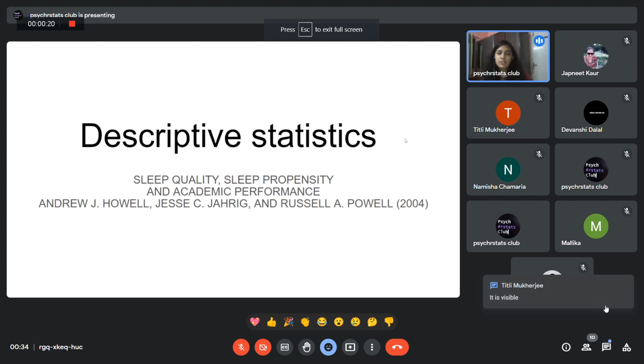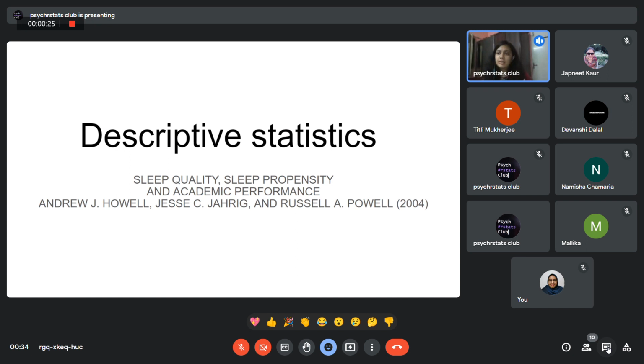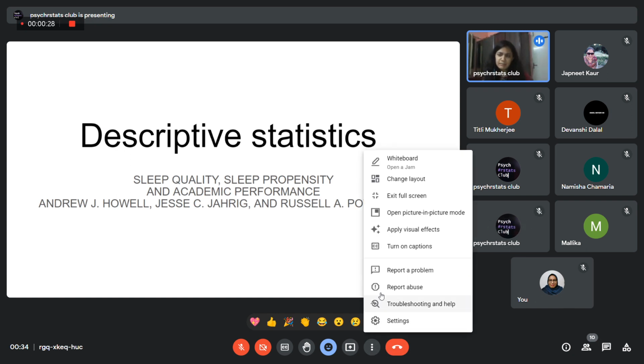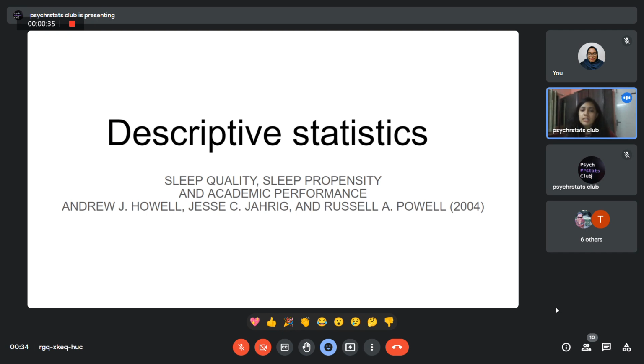So today we will be looking at descriptive statistics. First we will go through the basics, the mean, median, mode, the usual ones. Then we will look at how this paper, titled Sleep Quality, Sleep Propensity, and Academic Performance, has used descriptive statistics. In a way, we will get a basic understanding of what descriptive statistics is and why we do it, and then we will look at how they report it in research papers.